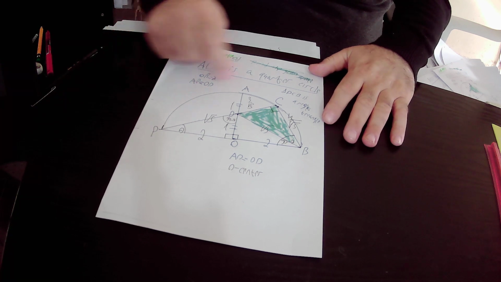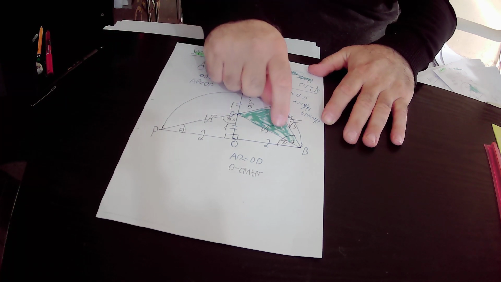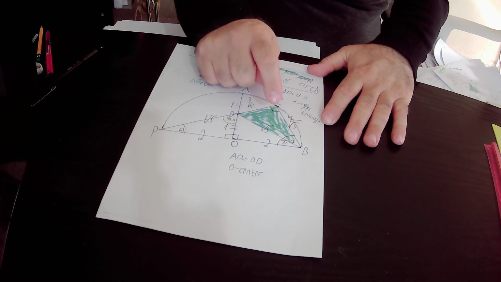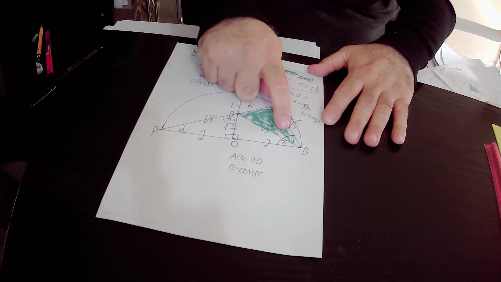Likewise, in the right triangle PCB, this angle equals theta, this angle equals 90 degrees, so this angle must be equal to 90 degrees minus theta in order to complete the sum of the angles in this right triangle, triangle PCB, to 180 degrees. This angle must be equal to 90 degrees minus theta.